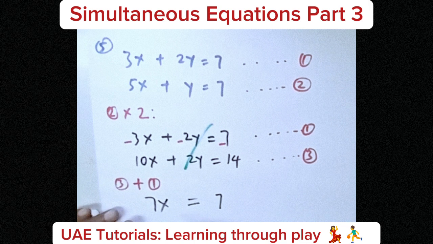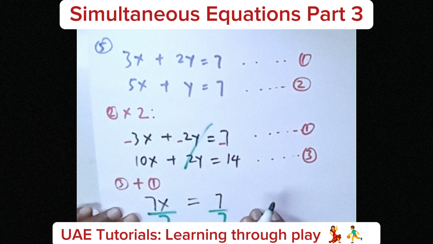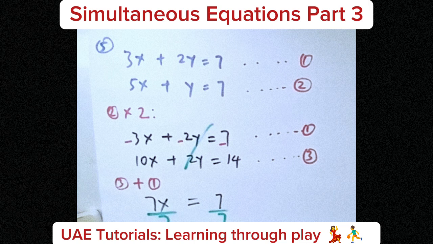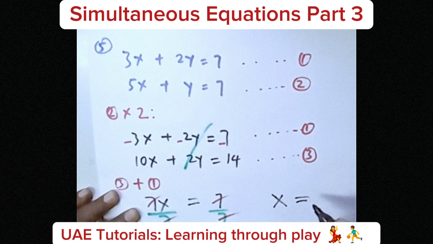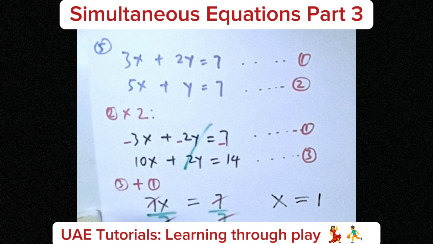And it's very easy to get our x from there. We just divide both sides by 7, which is the coefficient. And the 7's cancel out. So 7 will cancel 7 here, 7 will cancel 7 here. So that gives us our first answer. x equals 1. Pretty easy, isn't it?